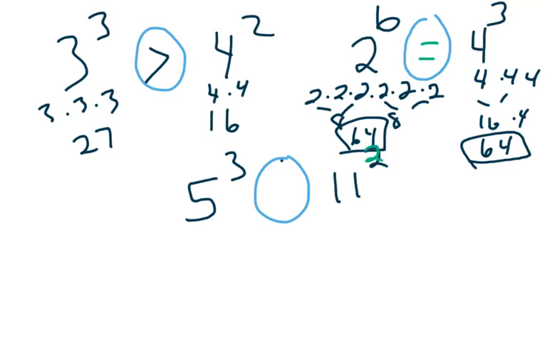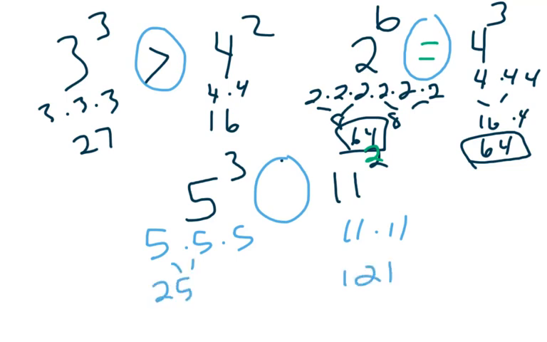And then the last one. That is 11 to the 2nd power. And so what we have here then is we have 5 times 5 times 5, and we have 11 times 11. Let's do the easy one. 11 times 11 is 121. 5 times 5 gives you 25, times 5 gives you 125. And so what we see then is that 125 is bigger than 121. So 5 to the 3rd is bigger than 11 squared.